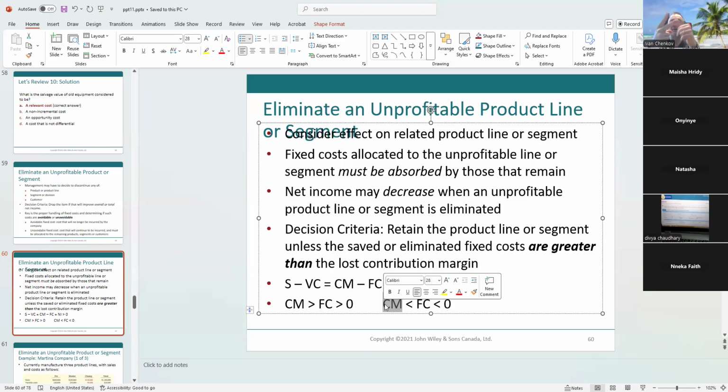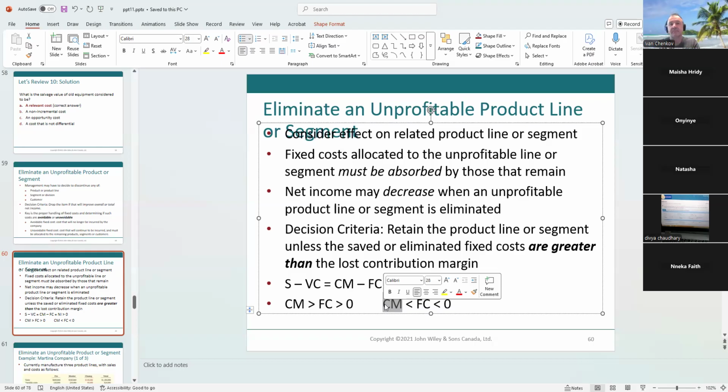Why? Because in that case, contribution margin is less than the fixed cost. So don't spend those fixed costs. Yes, you're not going to get the contribution margin, but the contribution margin is less than the fixed cost. Make sense? So save on the cost, eliminate the contribution margin, you're going to get money.